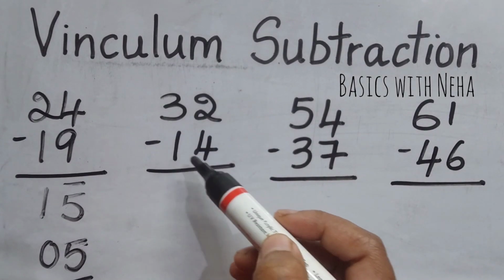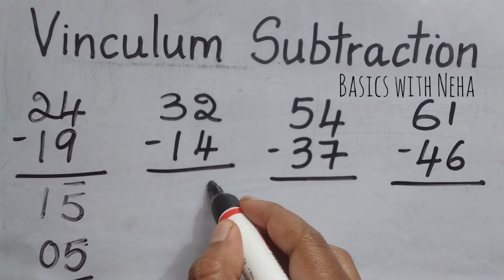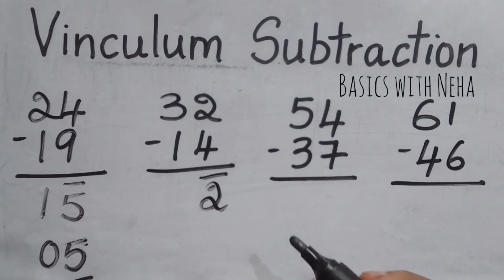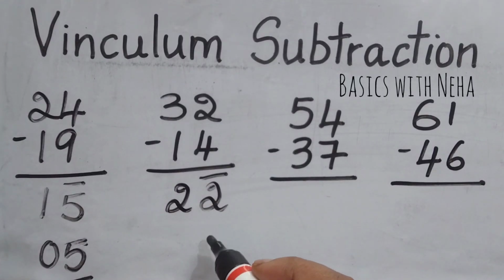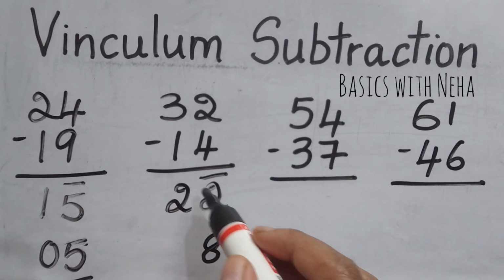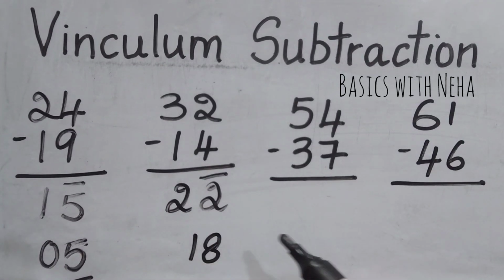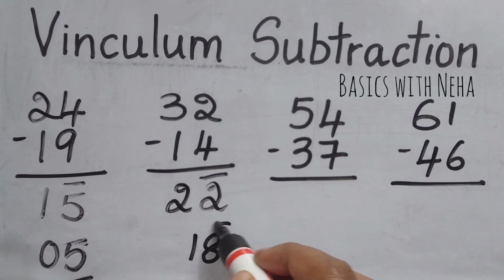Likewise, 32 minus 14. 4 minus 2 will give me 2. I'm going to put a bar on 2. 3 minus 1 is 2. Now de-vinculate this. 10 minus 2 is 8 and decrease by 1, which is 1. And 18 is my final answer.